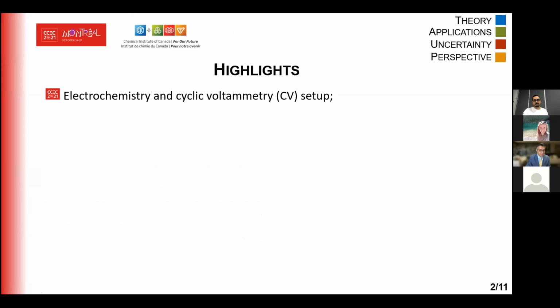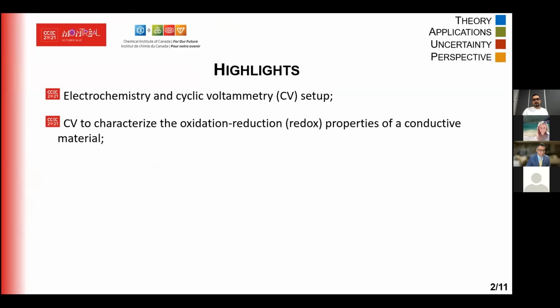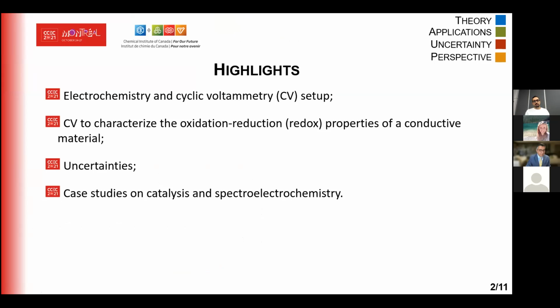Just to highlight my talk, I'm going to first discuss electrochemistry, what it is, and how you apply the cyclic voltammetry technique and setup. CV is used to characterize the oxidation and reduction properties of a conductive material. Then I'll go through the uncertainties of the reaction and of the process, and then a couple of case studies on catalysis and one on spectral electrochemistry to discuss the perspectives and applications of it.